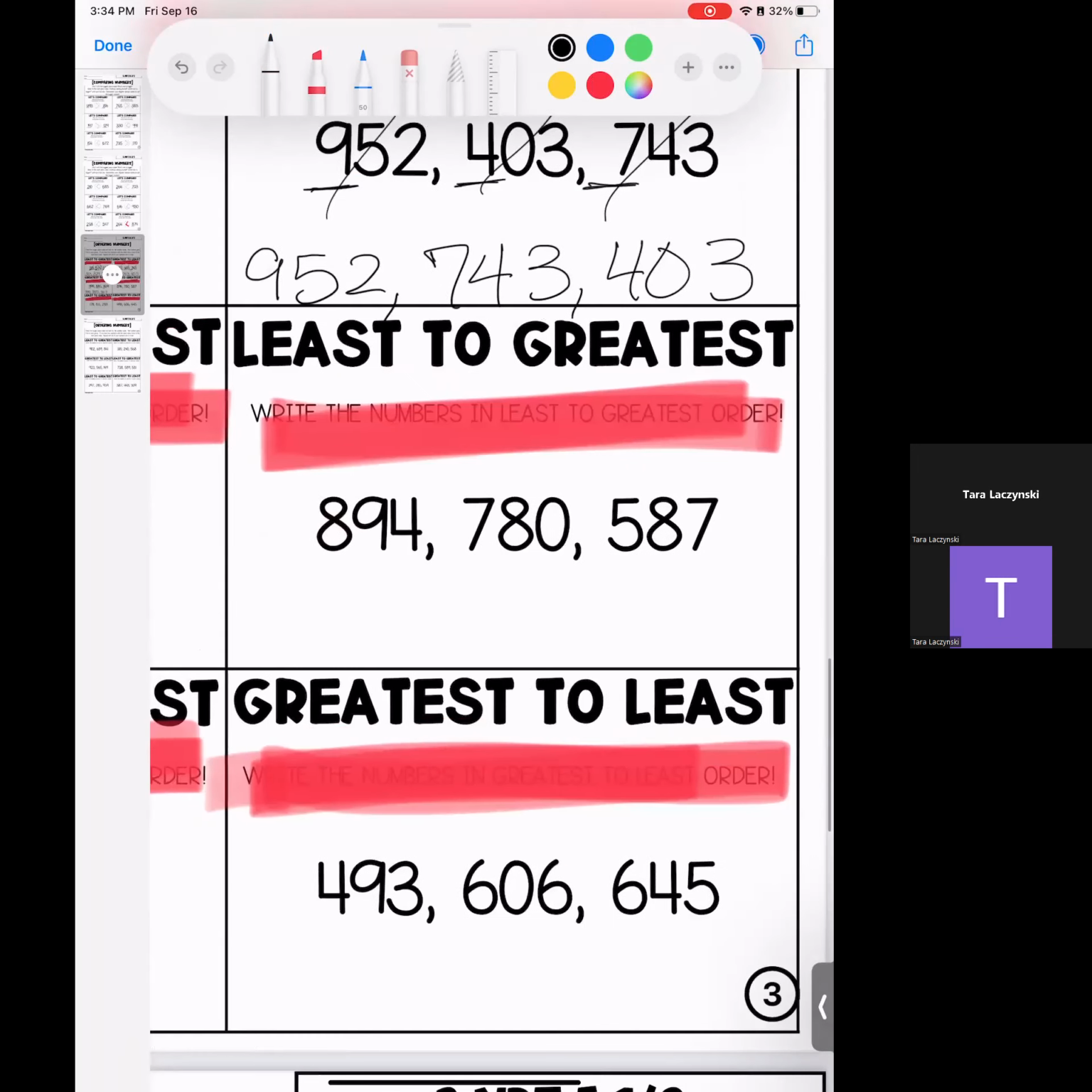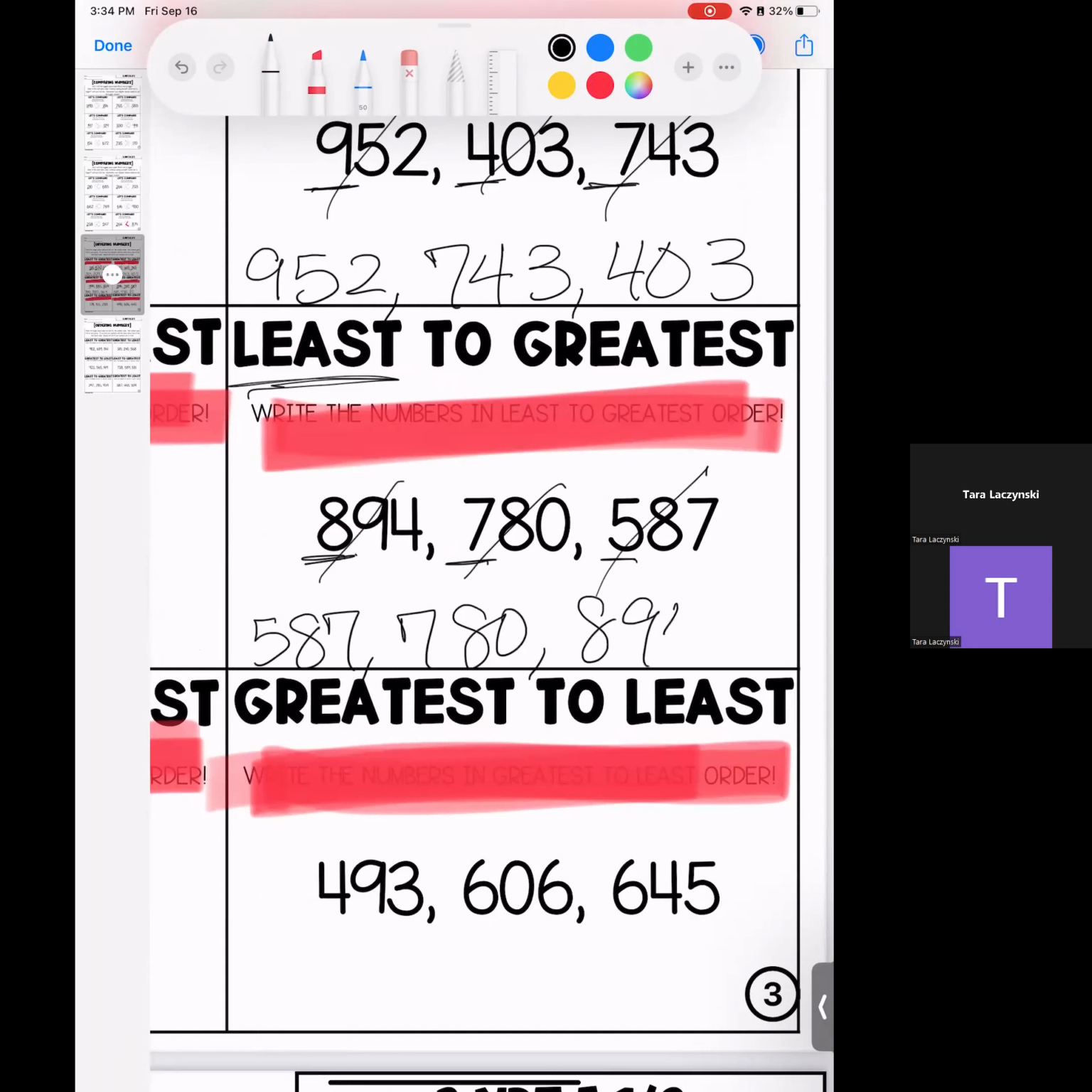All right, we're back to least. We're comparing 800, 700, 500. 587 is the least. 780 is the middle. 894 is the greatest, so smallest to biggest, least to greatest: 587, 780, 894.